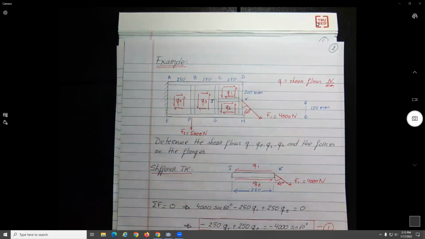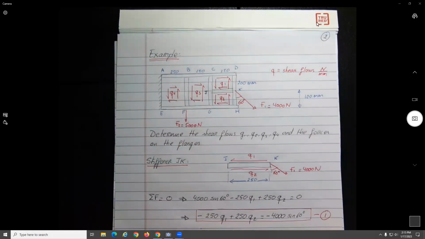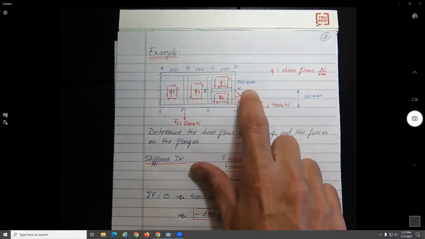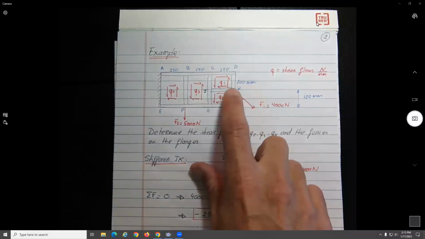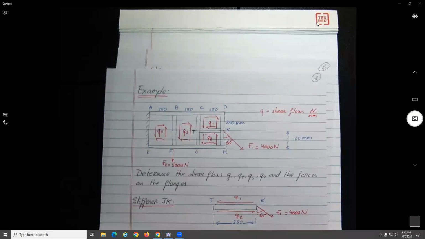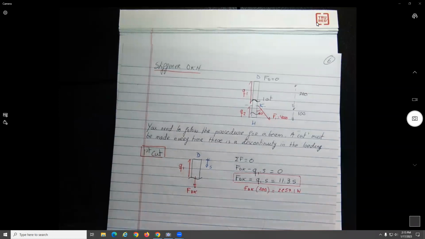So we went through how to find the shear flows on the panels, which we found by looking at member DKH, member JK, CJK, and then AB. We were able to derive the expression for Q1, Q2, Q3, and Q4. And we started working on the distribution in the stiffeners. So we started with the stiffener, we put in the two flanges, the top and the bottom.